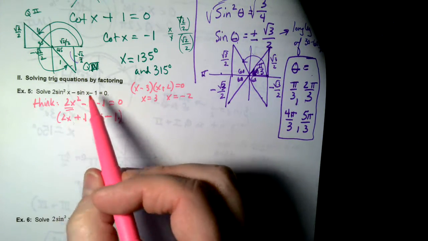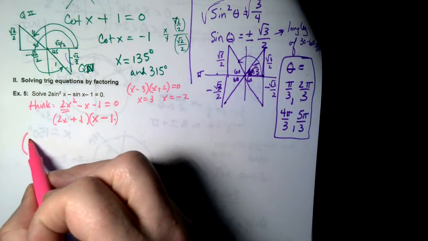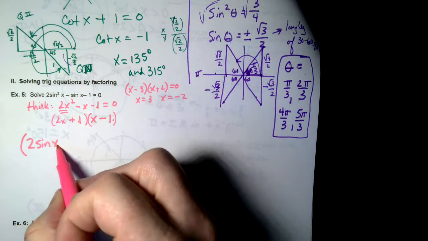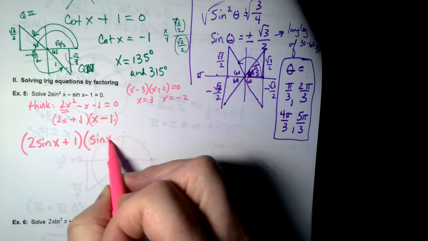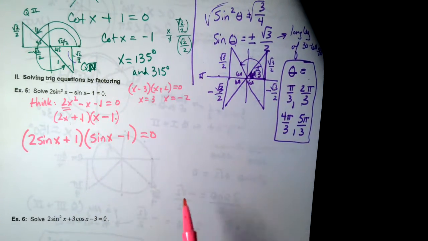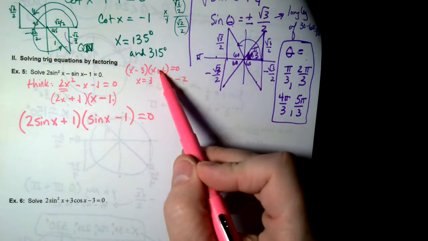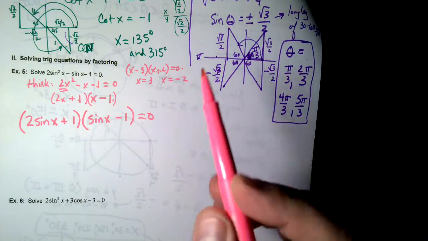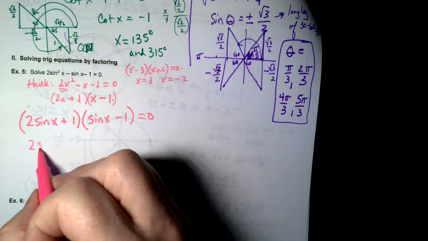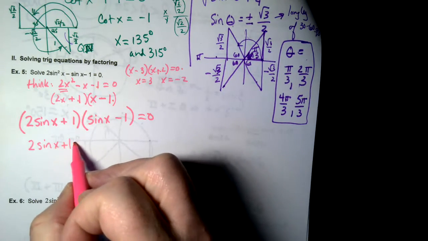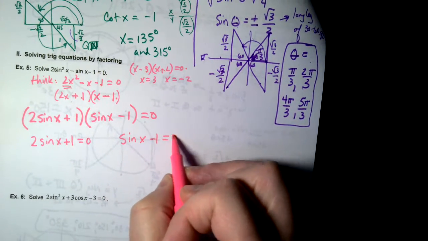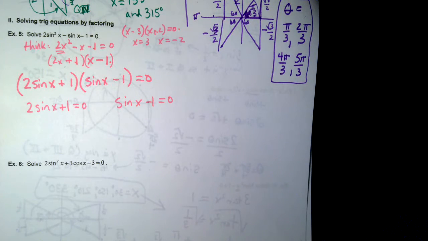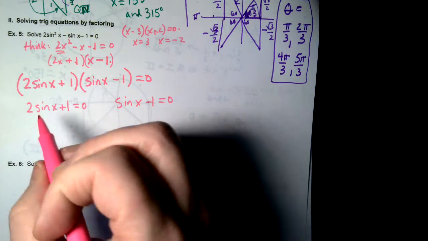So how does that work with the sines? Same idea. It'd be 2 sine x plus 1 times sine x minus 1. And the same kind of rule applies with factoring: set each parentheses equal to 0. So 2 sine x plus 1 equals 0, and sine x minus 1 equals 0, and solve those two problems. All right, so for this one I'm going to subtract 1 and divide by 2.